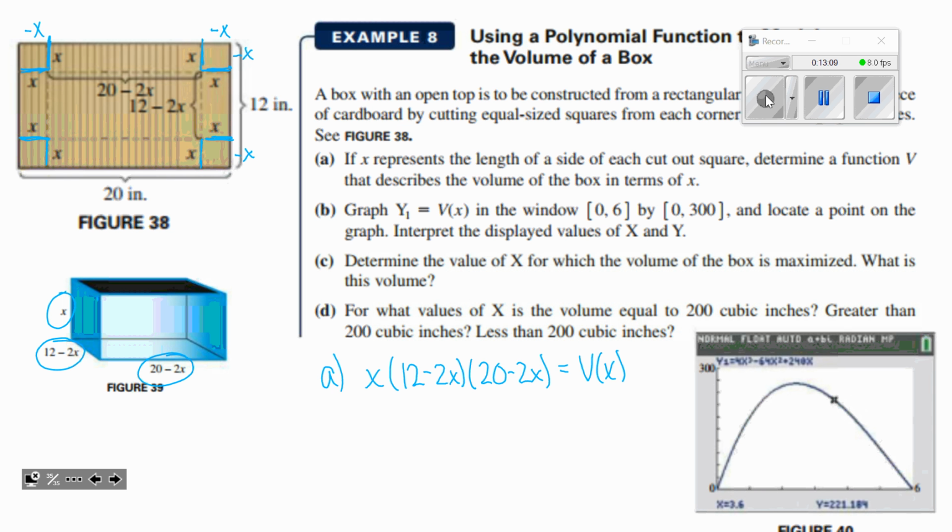Now it says to graph this in a 0 by 6, this is our domain, and a 0 by 300, this is our range. So keep in mind in a real world problem, if x is the size of the square we're cutting out, I don't need negative squares that I'm cutting out. I don't need negative volume. So the volume, the real problem exists only in this positive quadrant. So we're going to go over to Desmos and we're going to look at this graph.